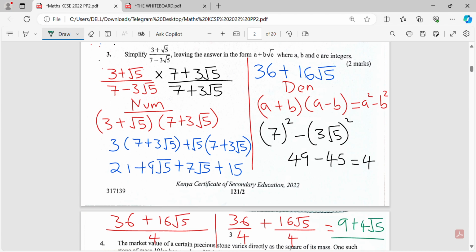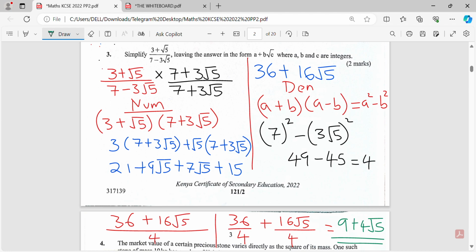So if you simplify, 36 divided by 4, of course we all know that is 9. So let me write our answer in a different ink, maybe this one. So 36 divided by 4, that is 9, plus the number and the number. 16 divided by 4, you get 4. So it is 4 root 5. So that will be our final answer.